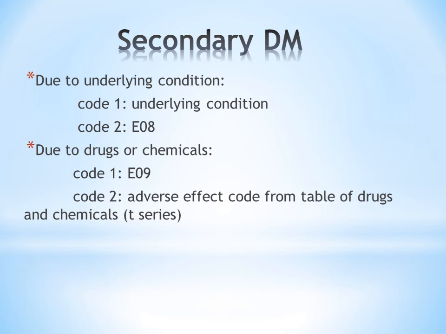And the next one is due to drugs or chemicals. Here it means that diabetes mellitus can occur as an adverse effect of some drugs or chemicals. In such case, first we have to code E09 series, and as the second code we have to give the adverse effect code from table of drugs and chemicals. For example, if the patient is taking corticosteroid and he is having diabetes mellitus as a result of the adverse effect of corticosteroid, then our first code will be E09 series and the second code will be adverse effect of corticosteroid that we have to take from table of drugs and chemicals.